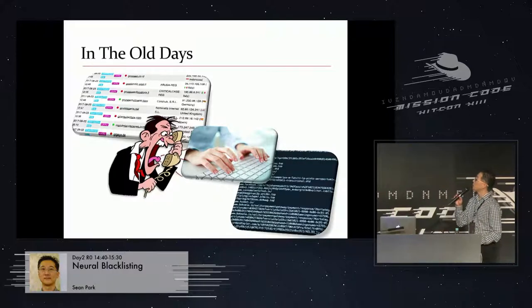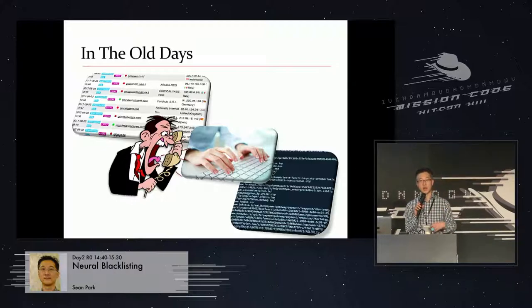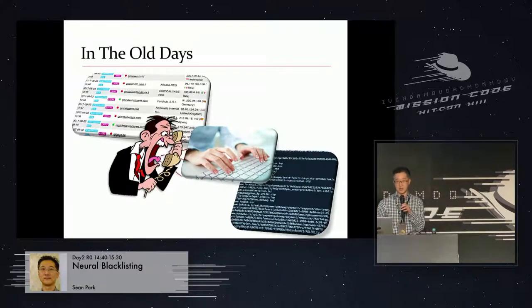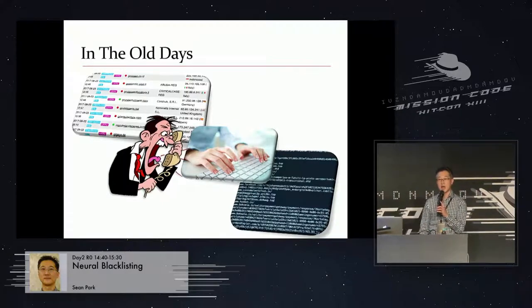In the old days, we used to get calls from your colleagues, or you would just get some information about an outbreak of malware on websites and things like that, and you would manually enter the details of the malicious URLs into the blacklist, so that you could block them from being accessed.